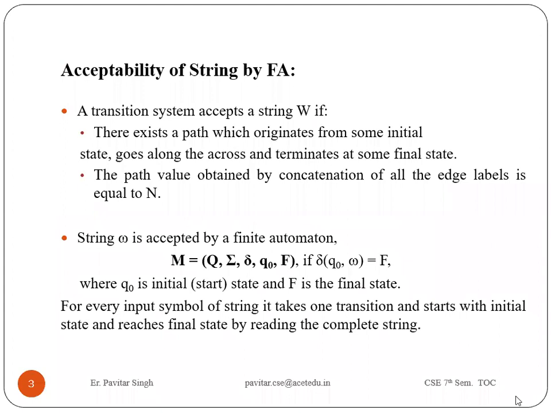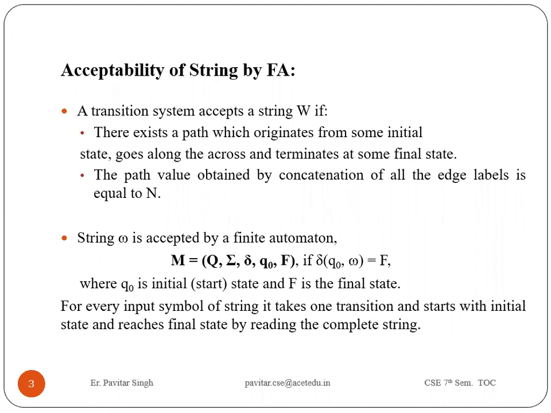So first of all, acceptability of a string by finite automata. A transition system accepts a string W if there exists a path which originates from some initial state, goes along the edges and terminates at some final state, right? The second condition says that the path value obtained by concatenation of all the edge labels is equal to W.